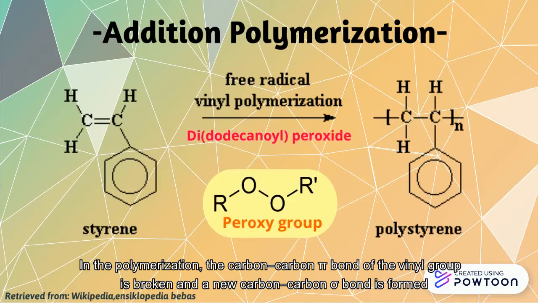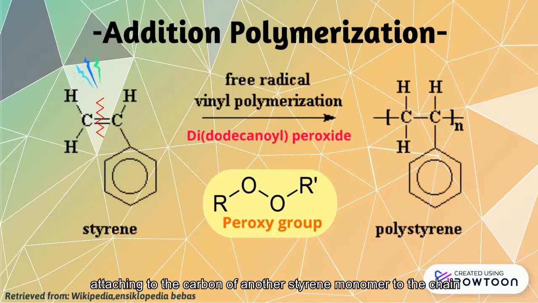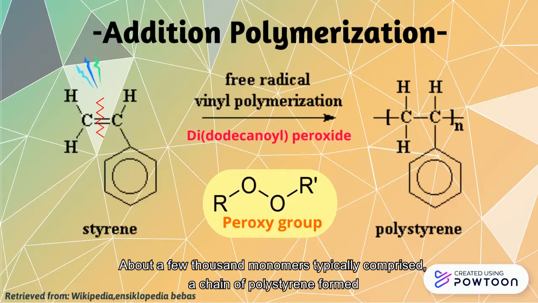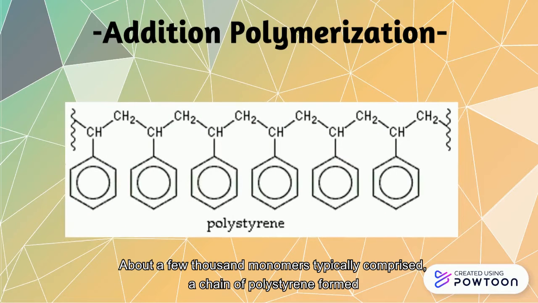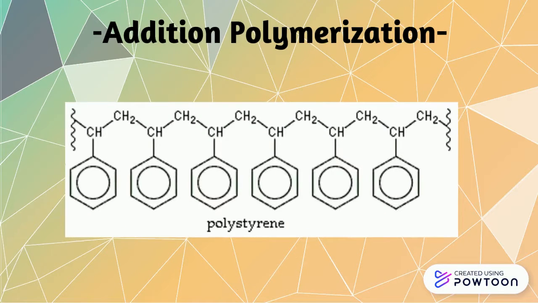In the polymerization, the carbon-carbon pi bond of the vinyl group is broken, and a new carbon-carbon sigma bond is formed, attaching to the carbon of another styrene monomer to the chain. Typically, a few thousand monomers comprise a chain of polystyrene.